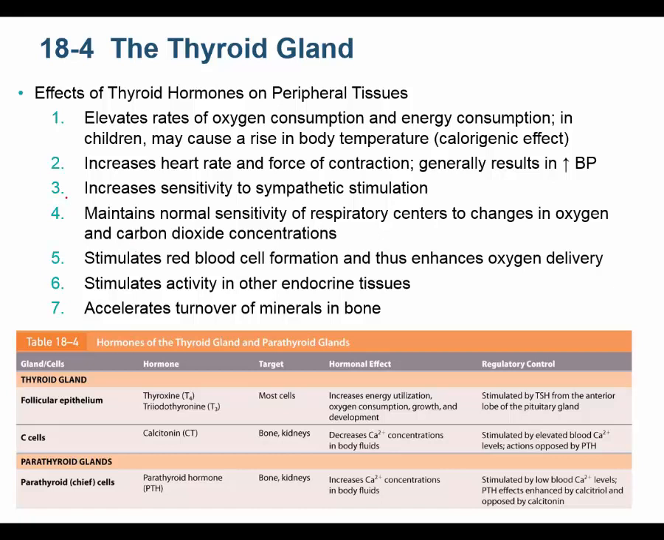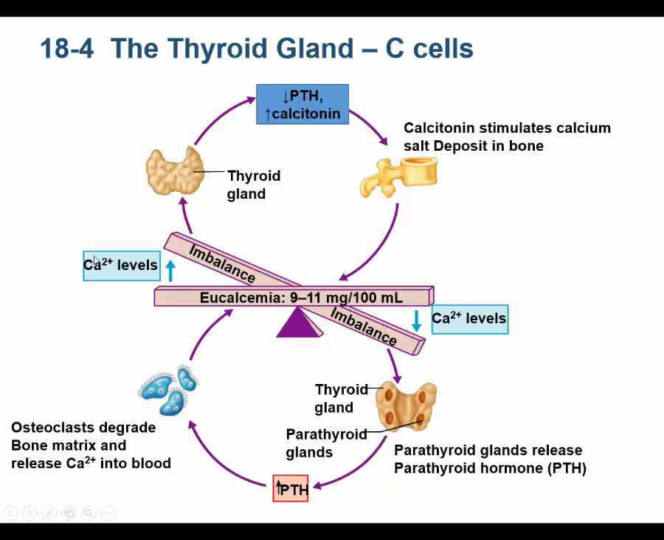And you can see the rest of the effects of thyroid on here. You just read down through these. All right, so that's the thyroid gland. This is the C cells of the thyroid gland and the homeostatic control. We did this in Bio 203, but I'll run through it again briefly here.